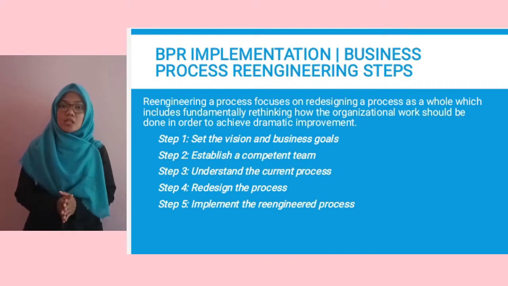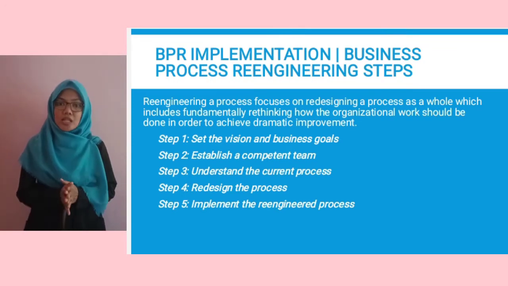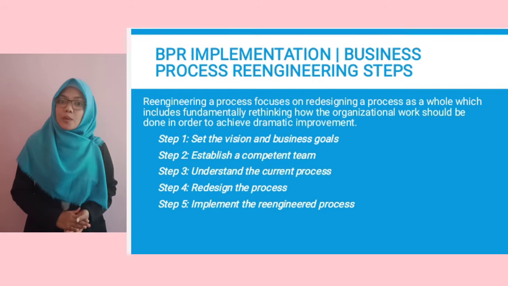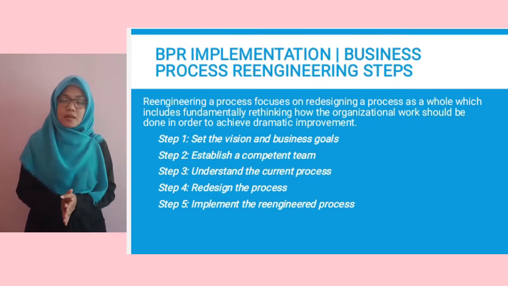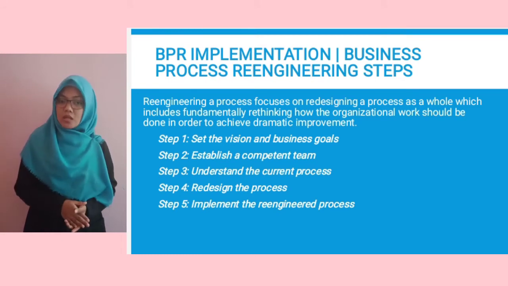Step 2. Establish a competent team. The team you select needs to be cross-functional because expertise and perception from all levels of the organization are necessary to minimize the chance of failures. Step 3. Understand the current process. In this step, you need to select the processes that you will be redesigning, such as processes that are broken, cross-functional, value-adding, have bottlenecks, or have high impact on the organization, etc.